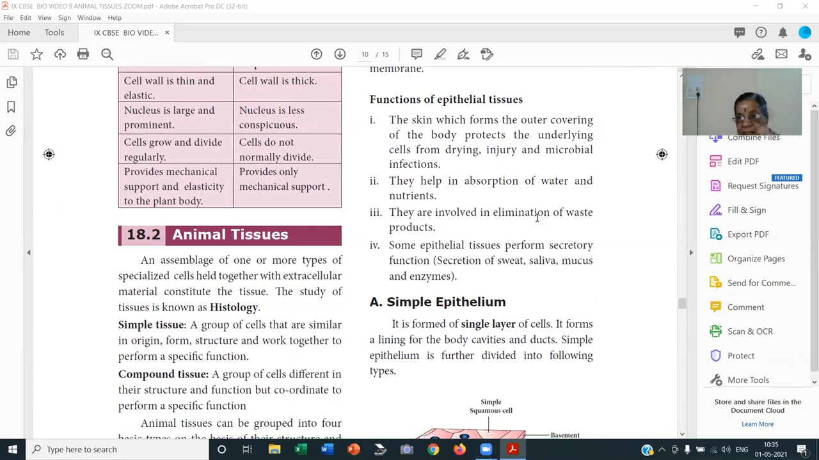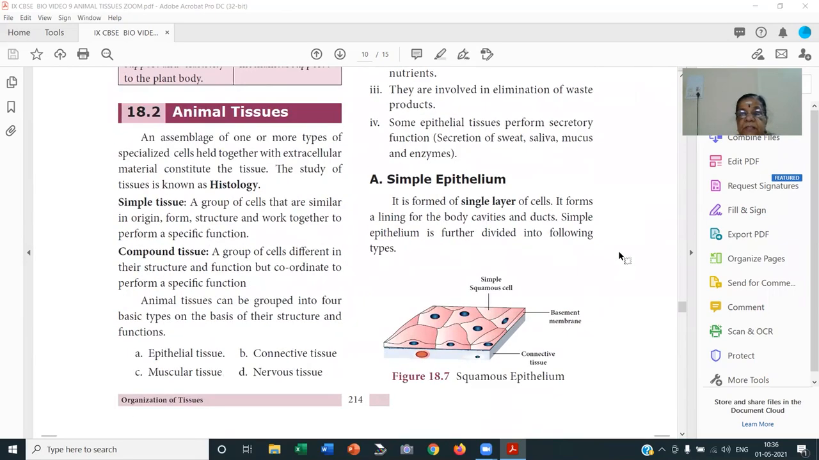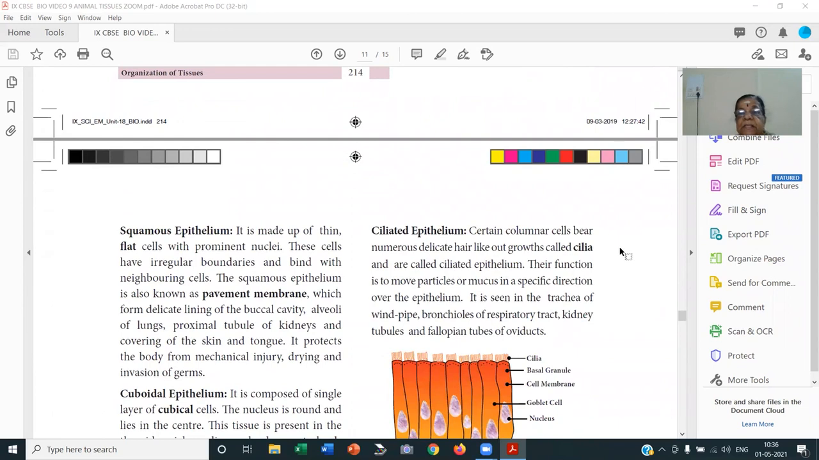Okay. The continuation of the video 9, the repeat, and then just go through. Okay. Then about simple epithelium as single layer of cells. It forms a lining for body cavity and the ducts, and it is further divided into squamous epithelium.